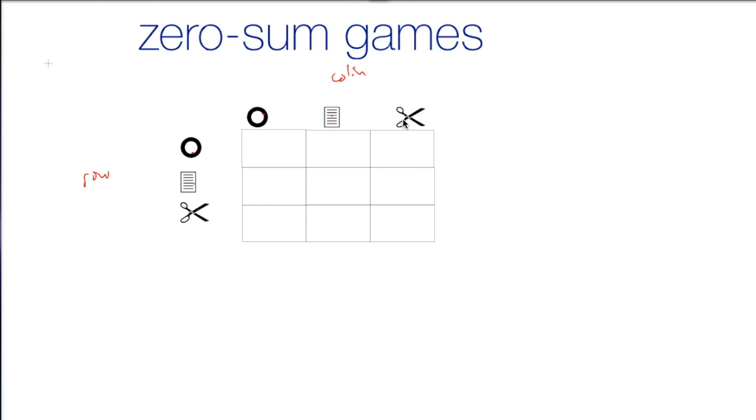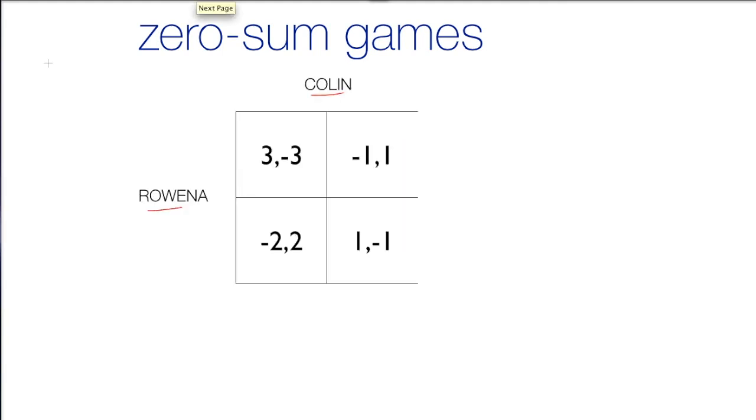And we can write the payoffs for each of the outcomes in this matrix. So of course, if we both do the same thing, then we tie, and so nobody gets anything. But if I play rock and you play paper, that means that since paper beats rock, I'm going to lose $1 and you're going to win $1. But of course, if I play rock and you play scissors, then it's going to be vice versa. So here's a simplified version of this game.